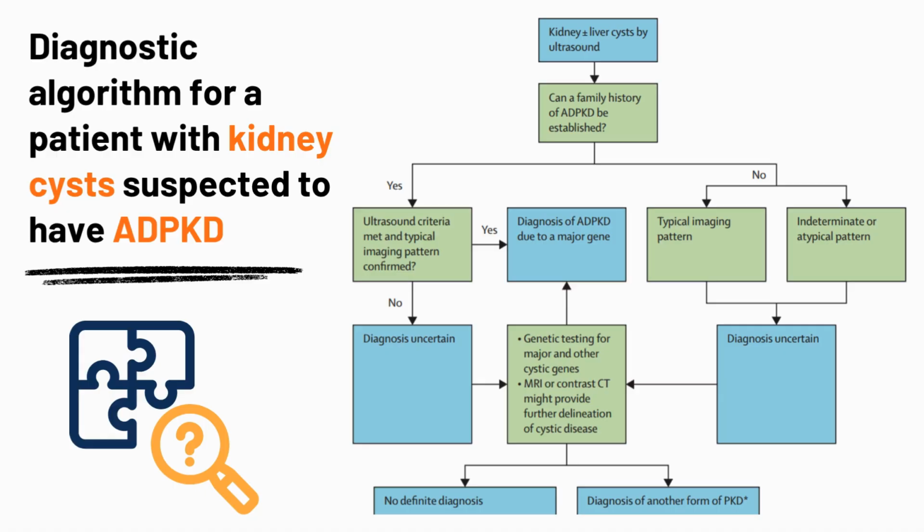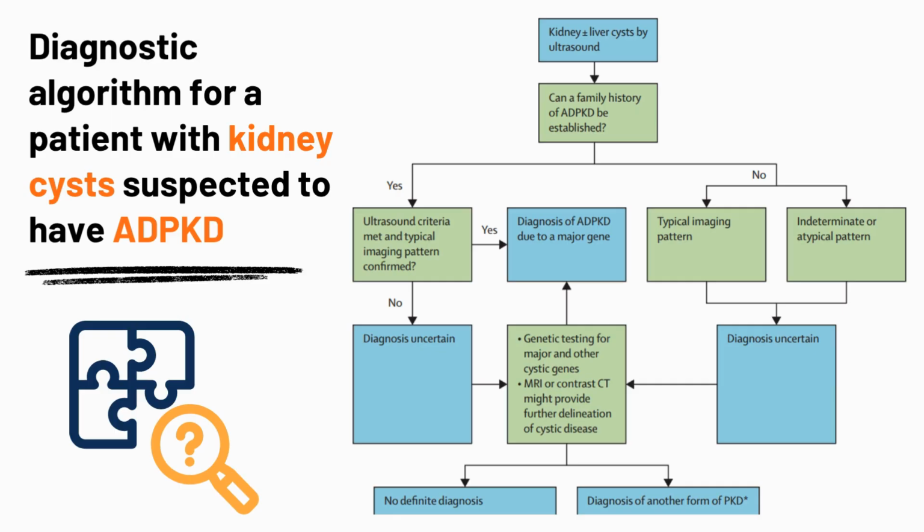If imaging is not clearly typical, then the diagnosis becomes uncertain. If there is no clear family history, we rely heavily on imaging pattern. Typical imaging still supports the ADPKD diagnosis, but if the pattern is intermediate or atypical, we cannot confirm the diagnosis at this stage.